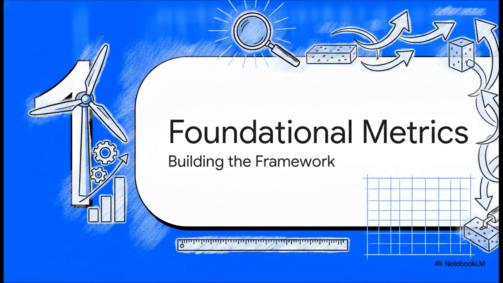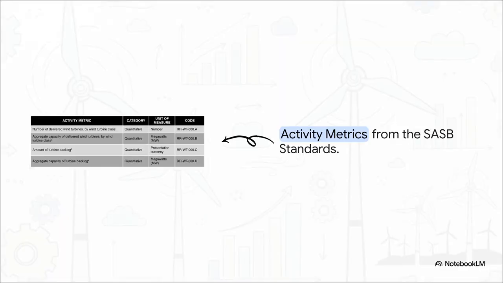Section 1. Foundational Industry Activity Metrics. Let's see how building this framework works specifically for wind technology and project developers. The SASB standard actually anchors our entire analysis into 4 specific foundational metrics. We've got the number of delivered wind turbines, the aggregate capacity of delivered wind turbines, the amount of turbine backlog, and the aggregate capacity of turbine backlog. These 4 metrics are the absolute bedrock of any serious financial and operational summary of a wind technology company.